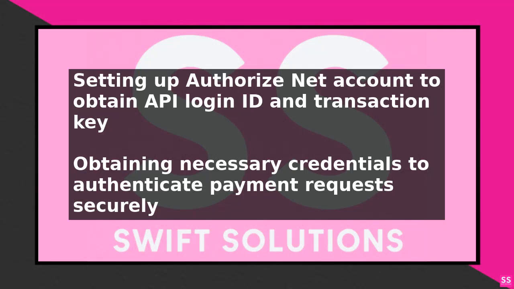To create a step-by-step Authorize Net payment form, you need to start by setting up an account with Authorize Net and obtaining an API login ID and transaction key. These credentials will be used to authenticate your payment requests.